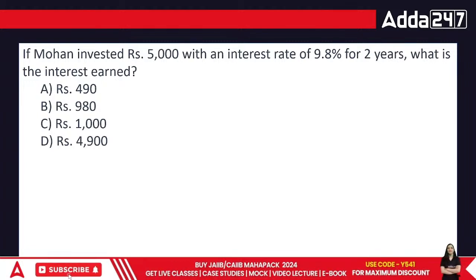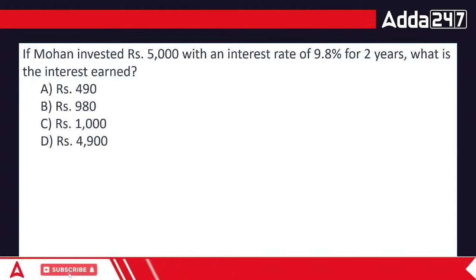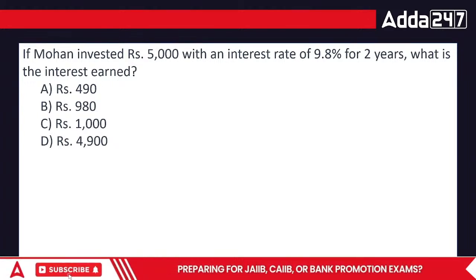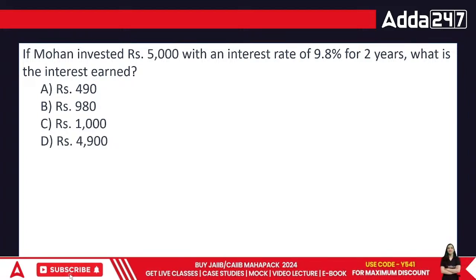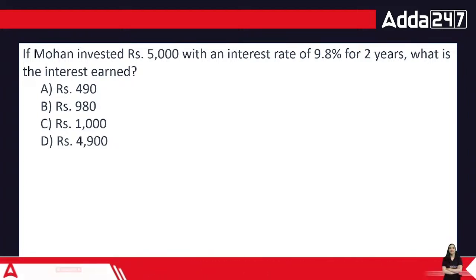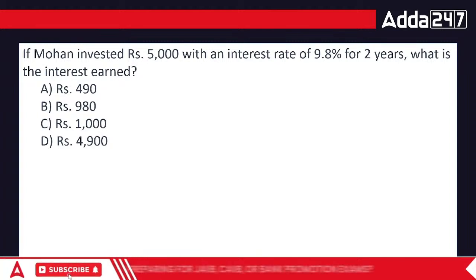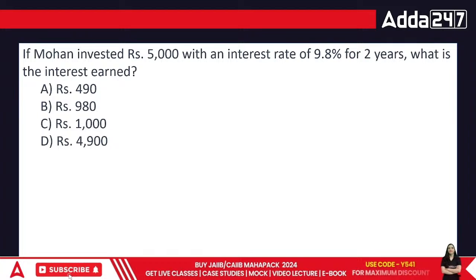Achha everyone, here comes the question. There's some person named Mohan. Mohan has invested 5,000 rupees. The interest rate is 9.8% for 2 years. What is the interest earned? Considering we'll be taking it as the simple interest formula, what would it be?